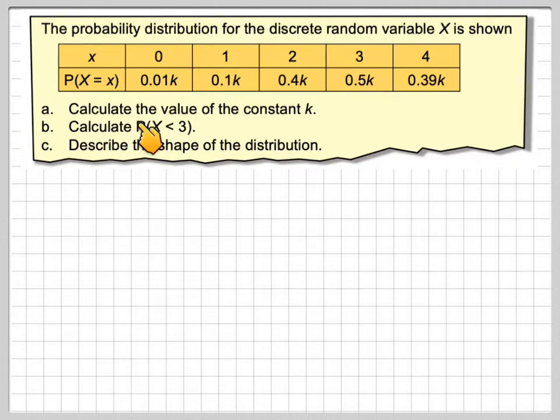It says calculate the value of the constant, calculate the probability that X is less than 3, and describe the shape of the distribution. Okay, so first of all, we're going to try and find k.